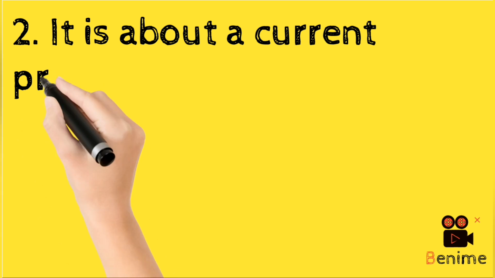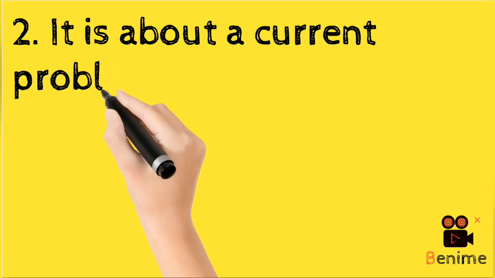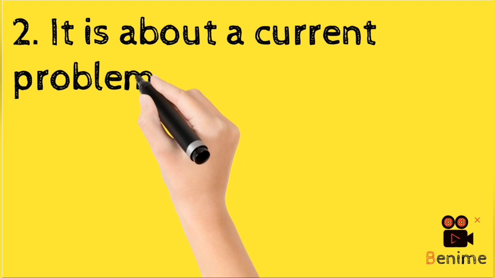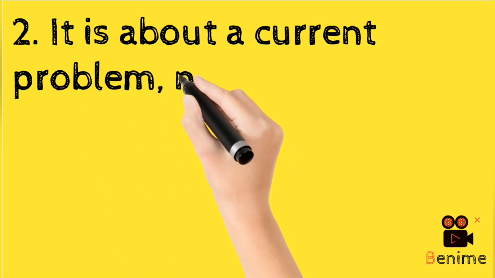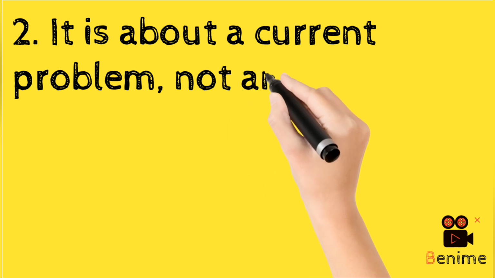For example, if a new disease appears and does not have a cure, medical scientists will focus on studying this disease, its causes and how to treat it. But at the same time, research that tries to find new treatments for old diseases is also good research.